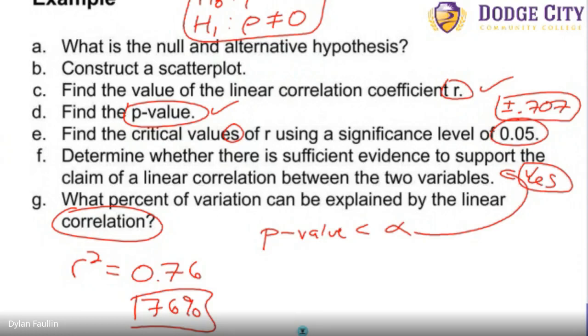And what is the rest? 24% of the variation is due to some other factor, something else. Right. Any questions on linear correlations?